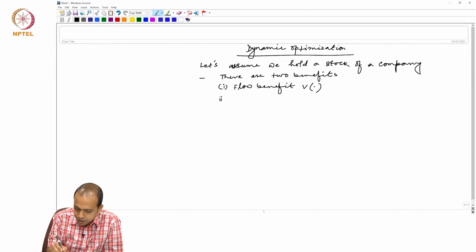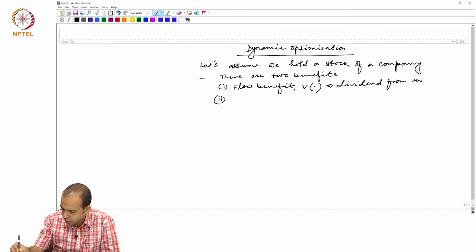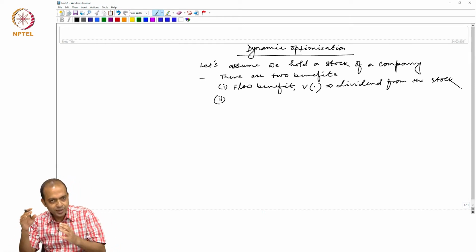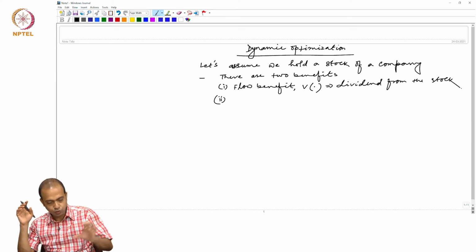The flow benefit is denoted by V, and that basically indicates dividend from the stock, that is flow. So, if you buy and hold the stock of a company, the company will pay you dividend as long as you hold the stock, that is called flow benefit.